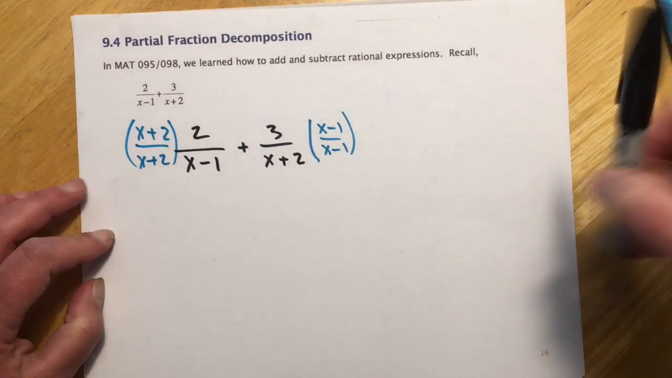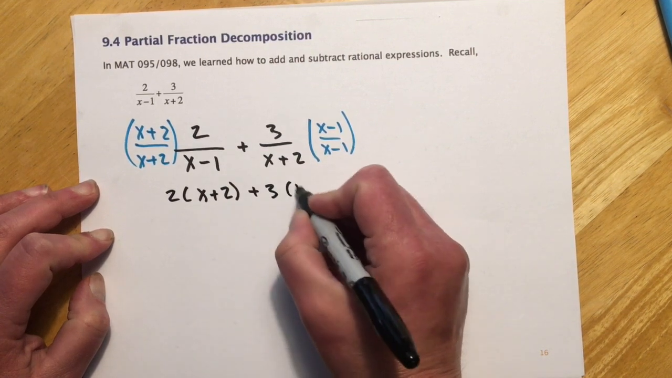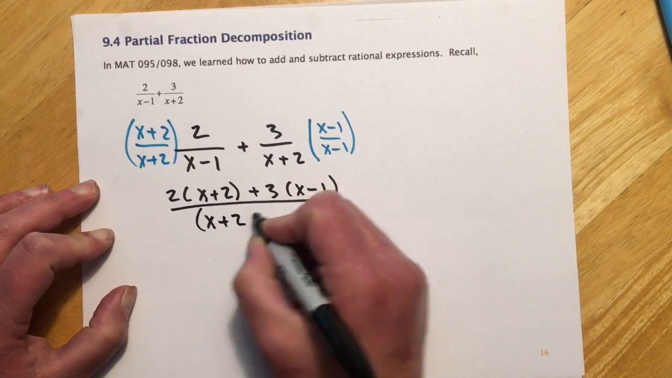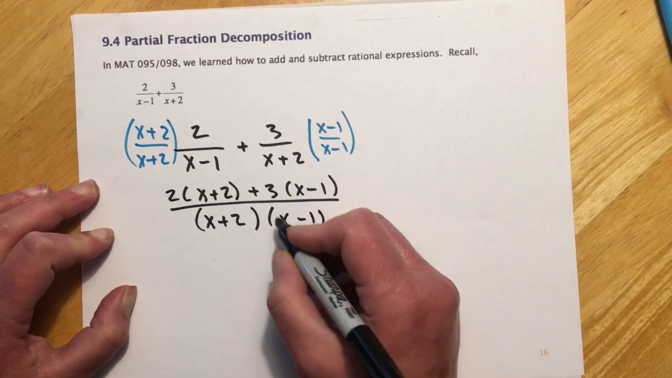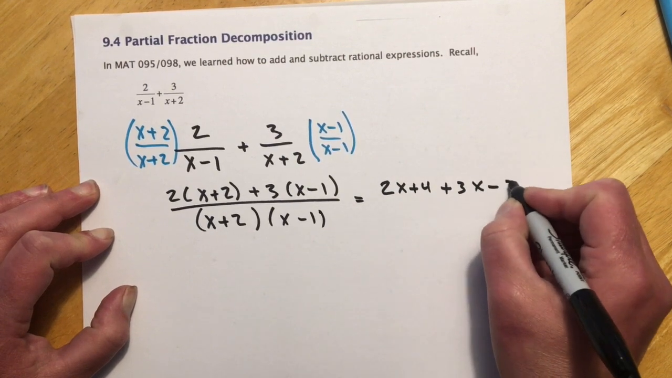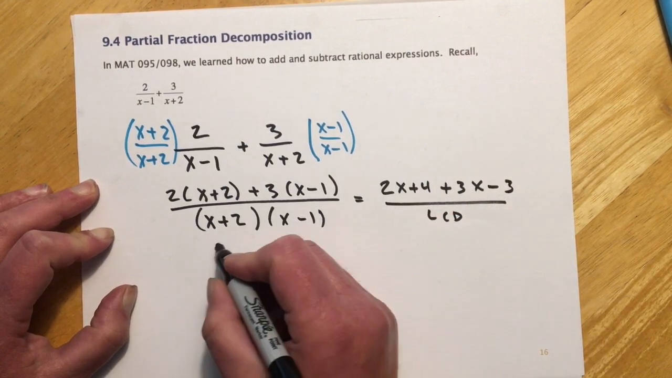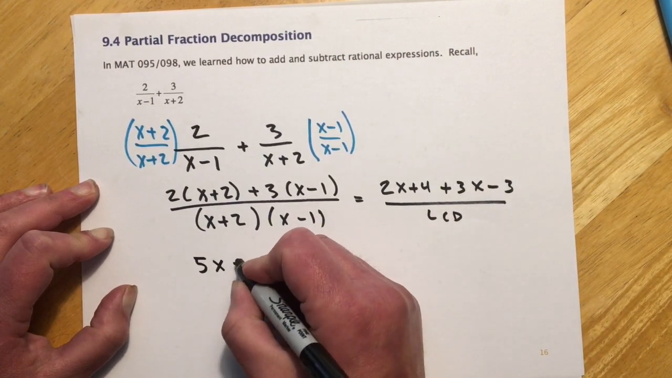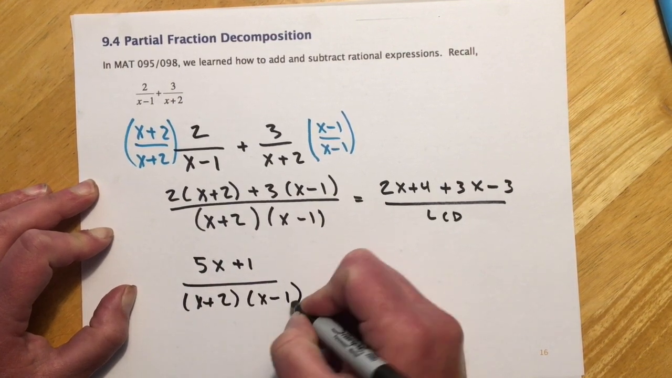And so then that's going to look like 2x plus 2 plus 3x minus 1, all over this common denominator now of x plus 2, x minus 1. And then I distribute and collect terms. So that'll be 2x plus 4 plus 3x minus 3. I'm just going to write LCD here for the sake of time. And then 2x and 3x makes 5x, and 4 minus 3 makes plus 1 right there. That's x plus 2, x minus 1.